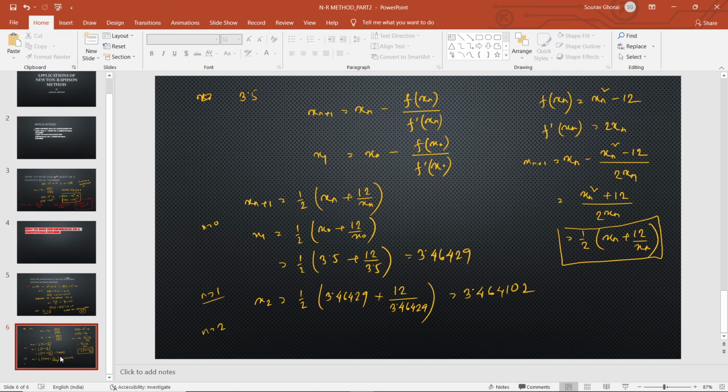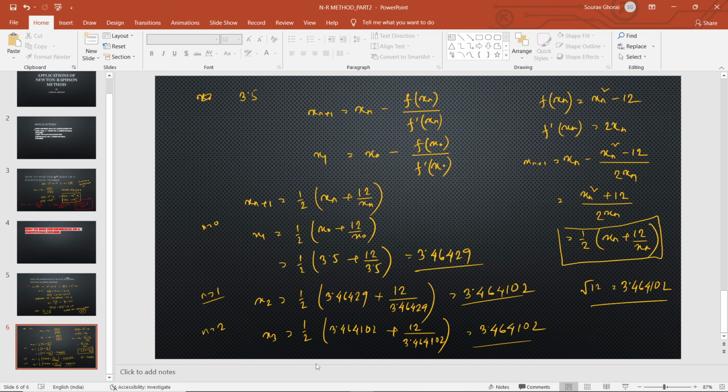Now if we put n equal to 2, we get x3 is equal to half of 3.464102 plus 12 by 3.464102, and we get the value 3.46410. So we can easily say the value of root 12 is equal to 3.464102, and you can check it also with your calculator.